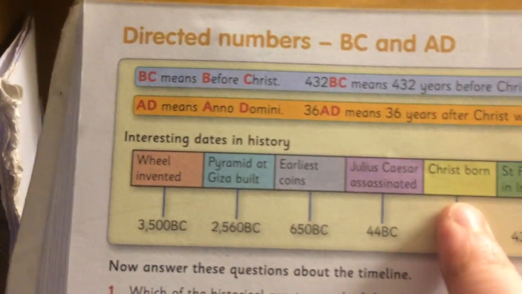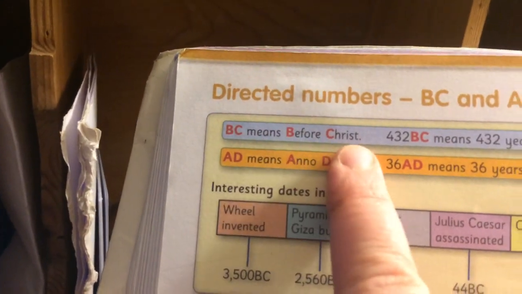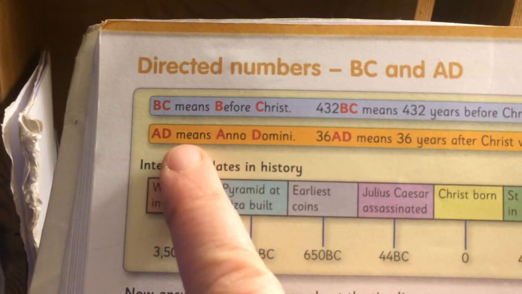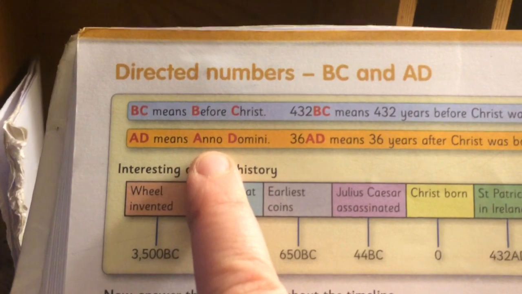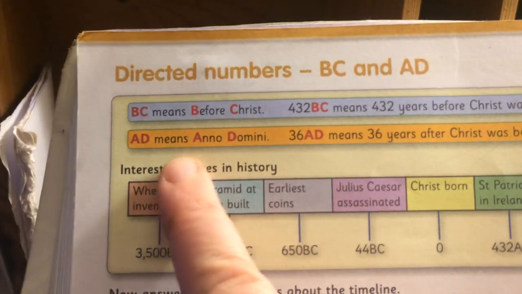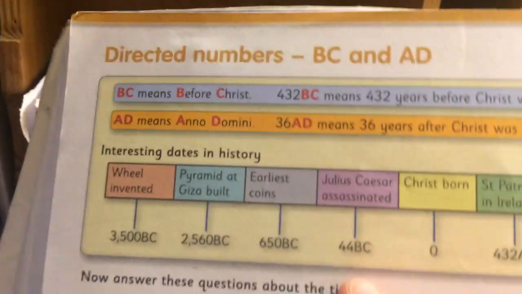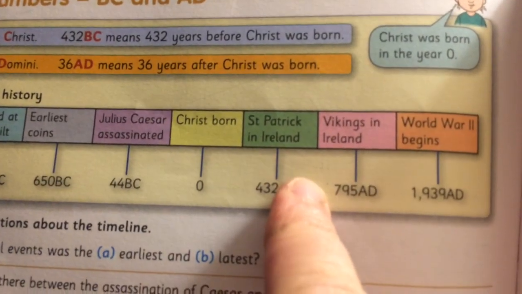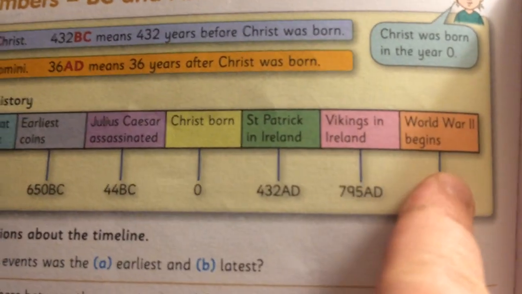So the two ways we look at before that date and after that date: BC means before Christ, so all the years before Christ. And then AD means Anno Domini, which means basically after Christ was born. If we were doing it in English, we'd say AC, but it's AD. So we're in 2020 AD now, after that time.